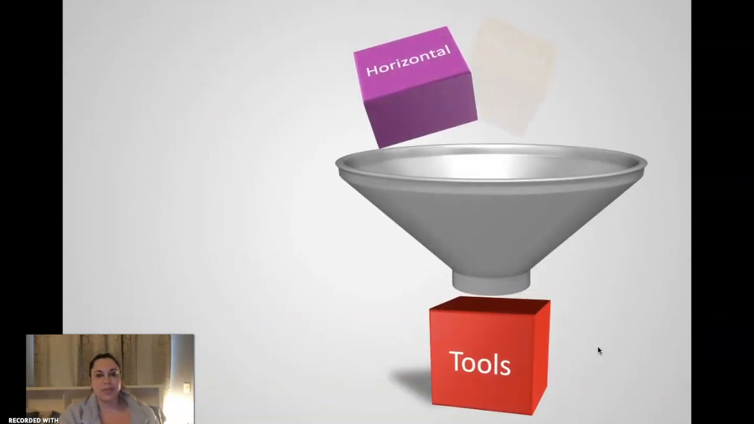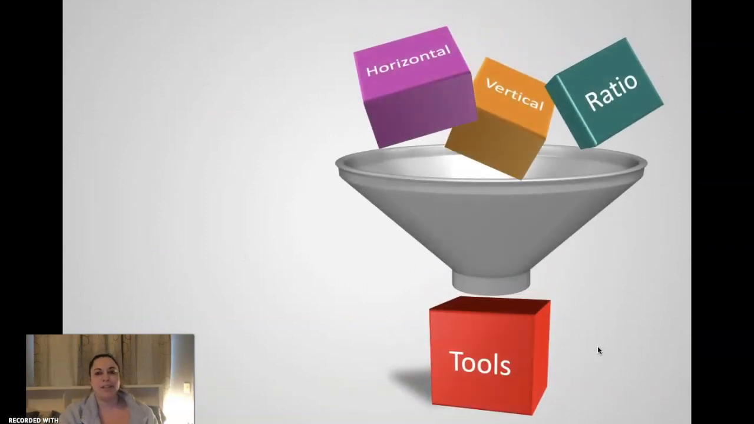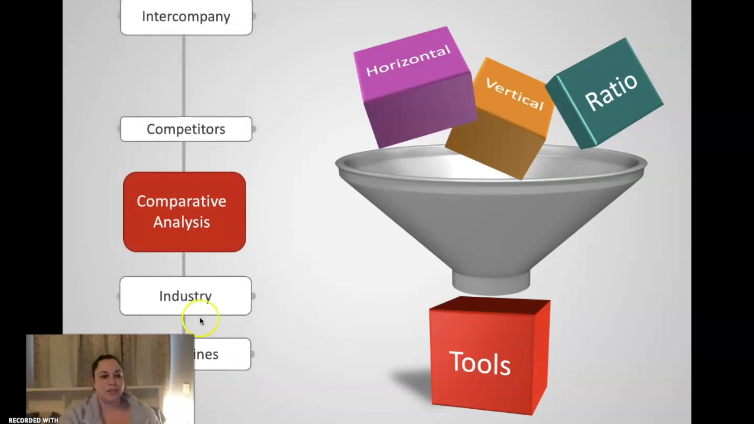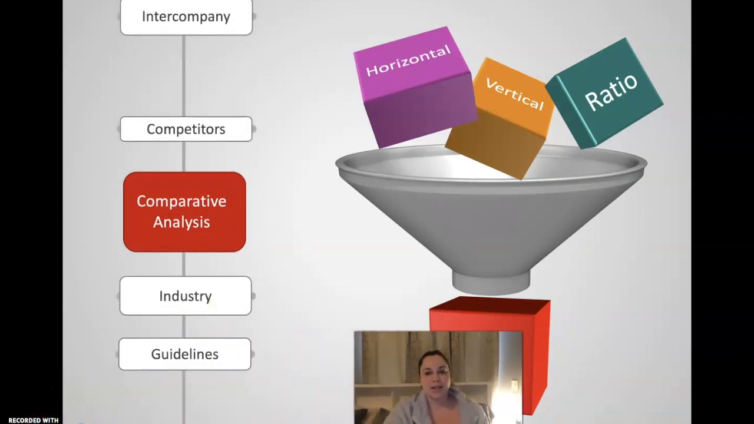Okay, so here's the three tools we're going to be doing. I stated this already. It's a horizontal, vertical, and ratio analysis. Those are the three main points. Let me move this out of the way.